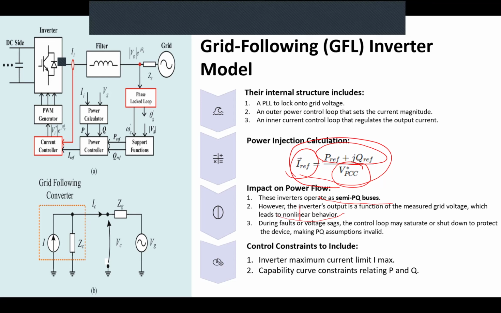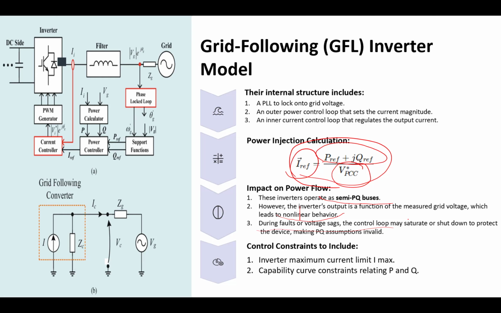As we talked about for the grid forming inverters, that creates a nonlinear behavior in our system. Besides that, if we have a fault or any kind of variation or sag in our voltage, our control system would either saturate or shut down because it wants to address that while addressing P and Q. That means the inverter control does not respond, or is saturated and responds in a wrong way. So these are the problems.